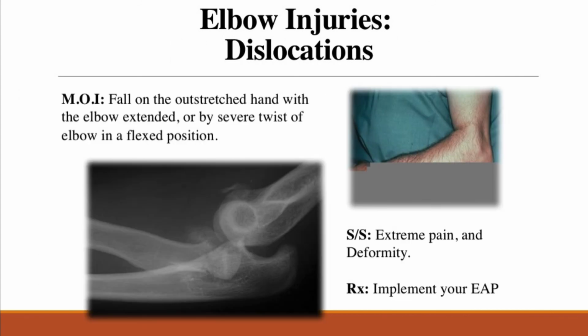Elbow dislocations are rare in sport, but they can occur. If this does, stabilize your athlete, implement the emergency action plan, treat your athlete for shock, and have him transported to the hospital. X-rays, pain medication, and reduction by a medical staff will occur. Immobilization followed by rehabilitation to strengthen the elbow will proceed. The complication to this injury is damage to the arteries and the nerves that travel through the elbow.